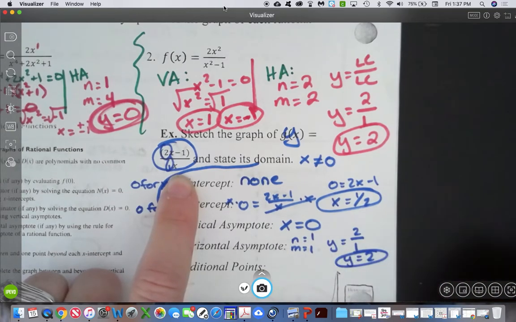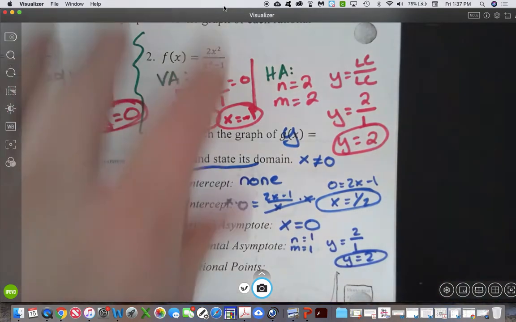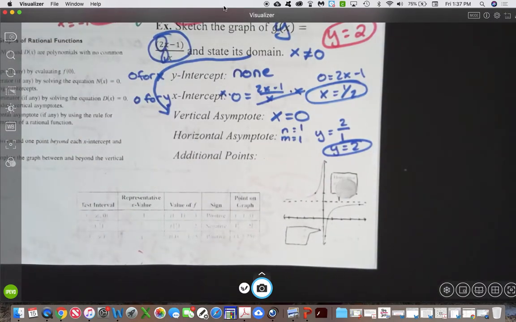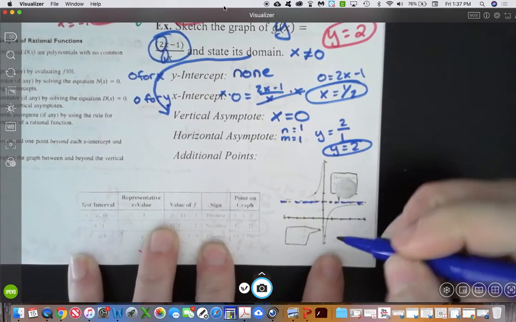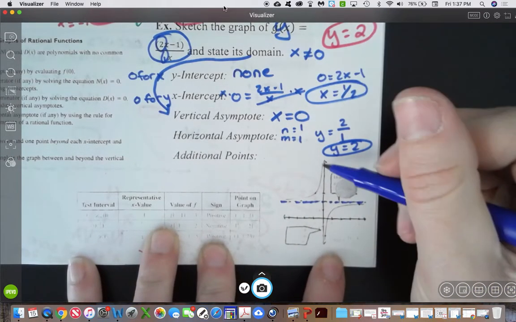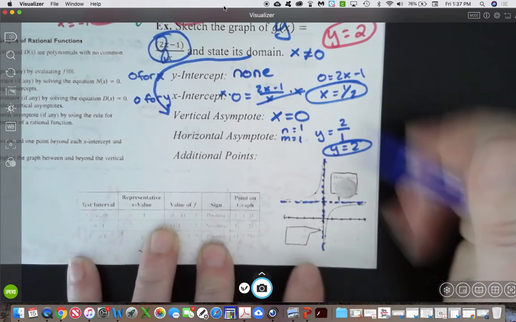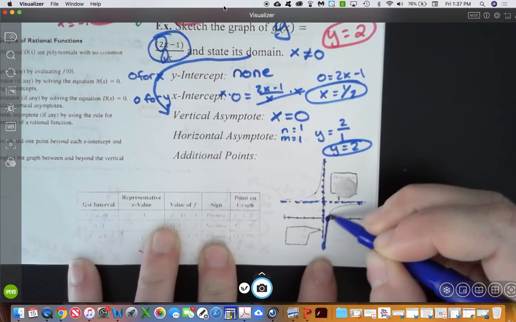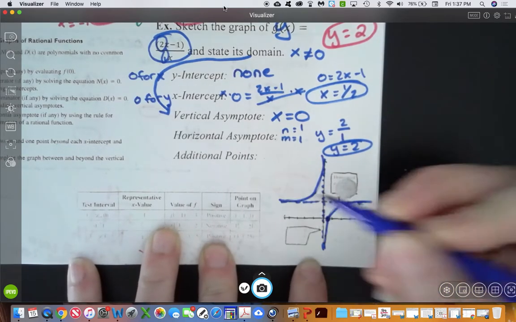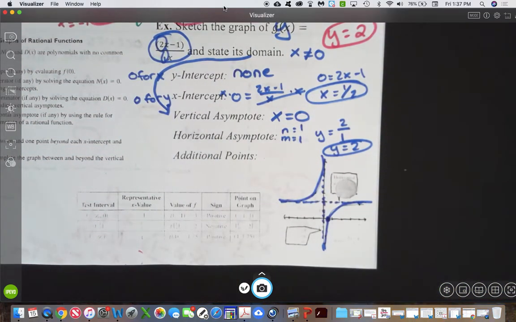Okay, so I went ahead and provided the answer to this for you down below here so that you can see my HA is at 2. My VA is at 0. That's this guy. He's touching at 1 half right here, and he's doing the 2 little boomerangy things. That's just verifying all of that other information. Good? Makes sense? Next page.